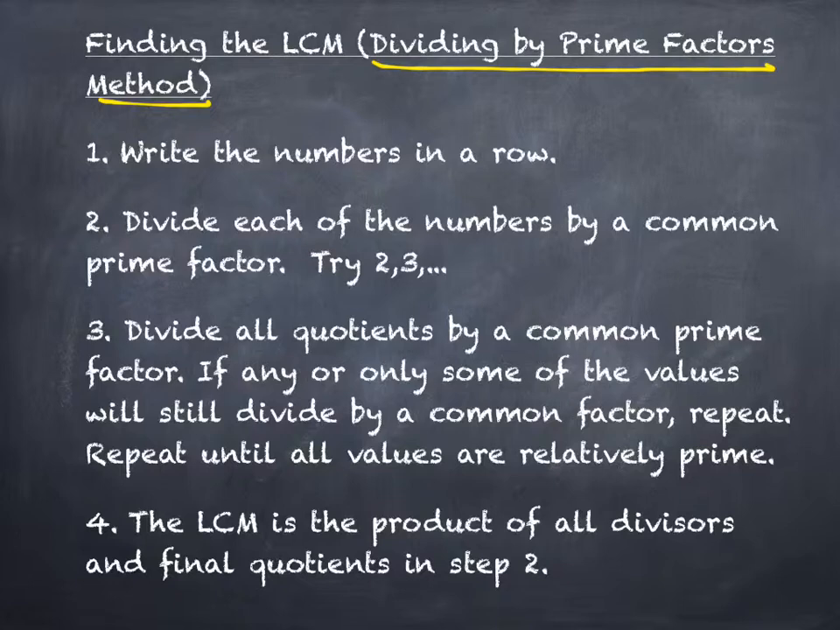And then the construction of the least common multiple is, of course, different. You take the least common multiple as the product of all the divisors and final quotients. Okay, so jot the description down, and then we'll do one.